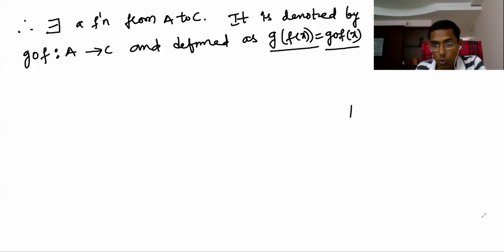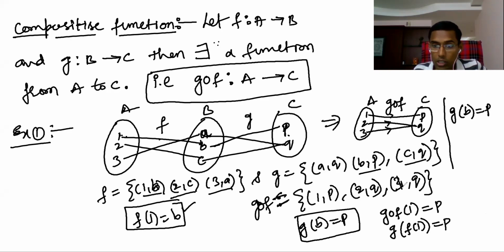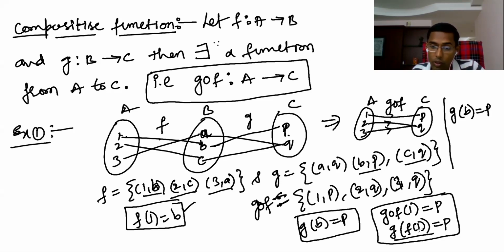Now that's what I showed before. So here G circle F of 1 equals P. How do we get it? G circle F of 1 is G of F of 1. F of 1 is B. Now G of B is P. Like that you get it.